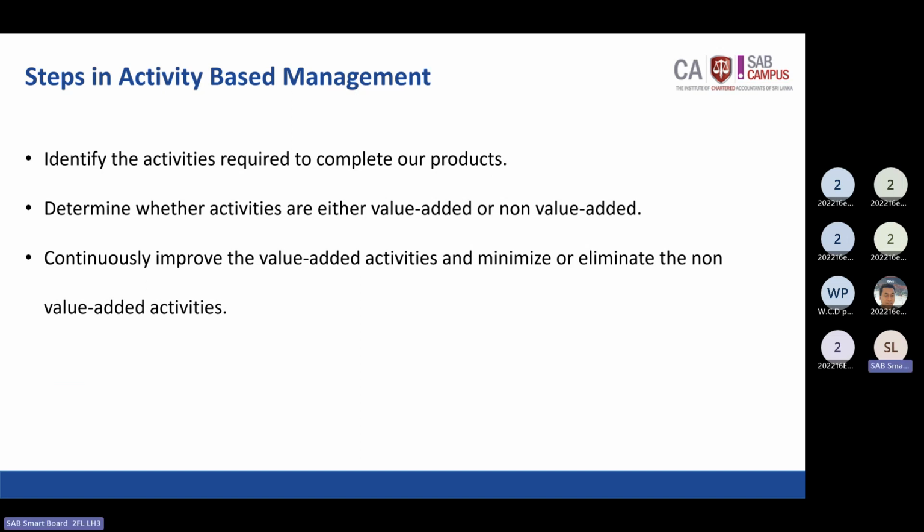The continuously improve the value-added activities and minimize or eliminate the non-value-added activities. So activity-based management වලදී කරන්නේ activities ටික අඳුර ගන්නවා. අර activity-based costing information එකට පාවිච්චි වෙනවා. Right? ඊට පස්සේ අර ඒ වගේ cost අඳුර ගන්නවනේ, ඊට පස්සේ ඒවා value-added non-value-added විදිහට බෙදාගන්න. Value-added activities you can improve, non-value-added activities you can either eliminate or reduce.